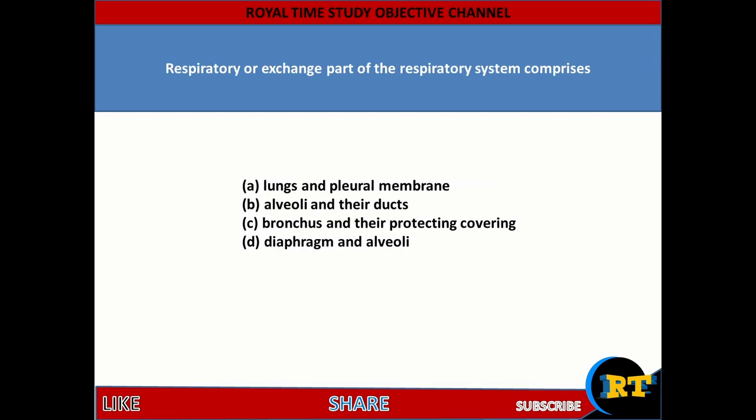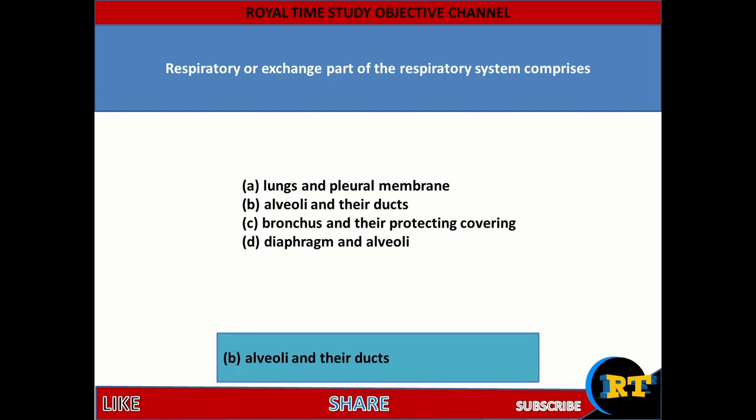Now, respiratory or exchange part of the respiratory system comprises option number A, lungs and pleural membrane. Option number B, alveoli and their ducts. Option number C, bronchus and their protective covering. Option number D, diaphragm and alveoli. The correct option is option number B, alveoli and their ducts.